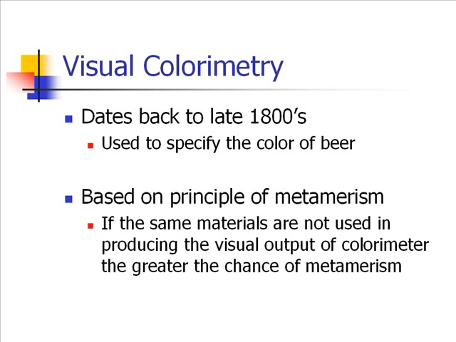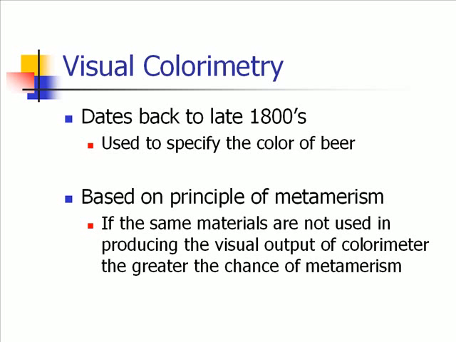This is based on the principle of metamerism. If the same materials are not used in producing the visual output of colorimetry, the greater the chance of metamerism. So again, we have to use the same sources or the same colorants to get the same color all the time. Now, if we're only trying to match under one light source, then that's not as important. But if we want it to match under all conditions, then we have to be careful what materials we use to make it.